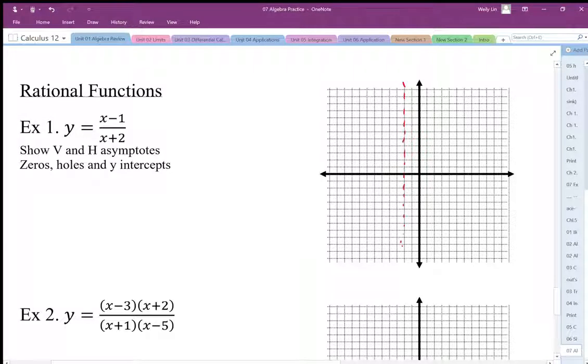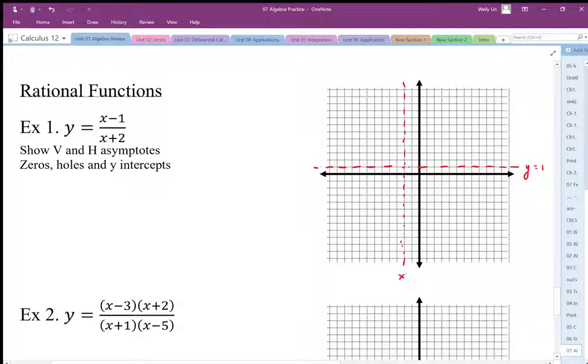Okay, so I'm going to draw my vertical asymptote here. Horizontal asymptotes are going to occur when x is really big. What's happening to this expression is when x is large, the -1 and +2 essentially are insignificant. So we end up with x over x. X over x simplifies to just 1. And we end up with a horizontal asymptote at y equals 1.